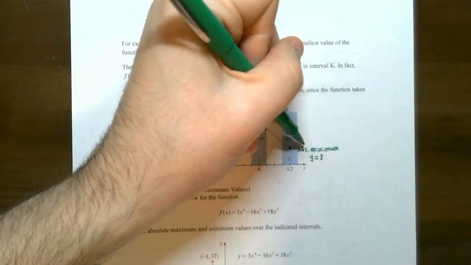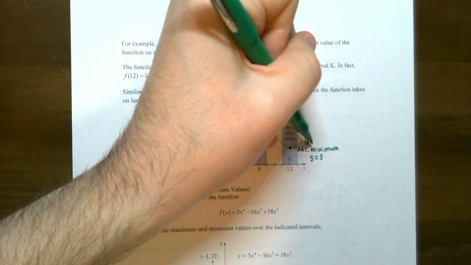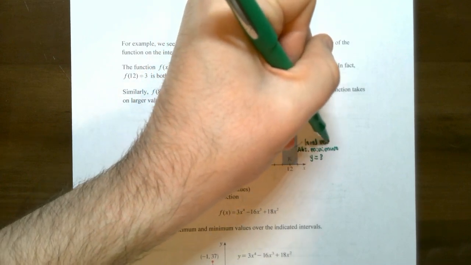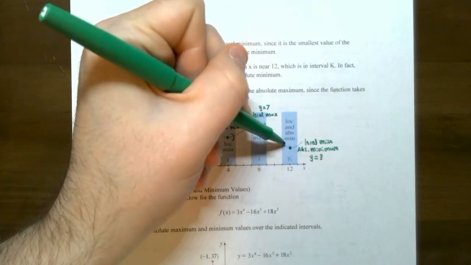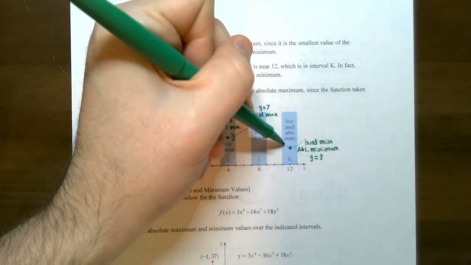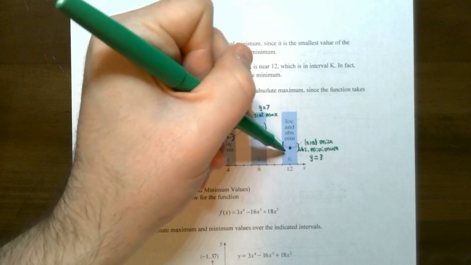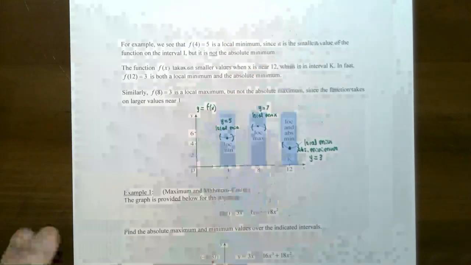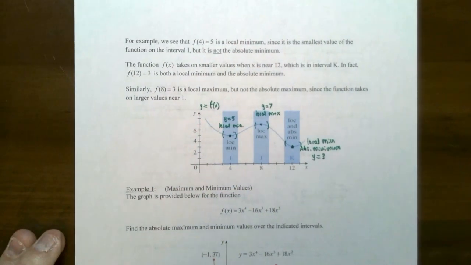And an absolute minimum is automatically a local minimum as well. So if it's the smallest y value on the entire domain, it's definitely the smallest y value in its neighborhood. So it's a local min and an absolute min.